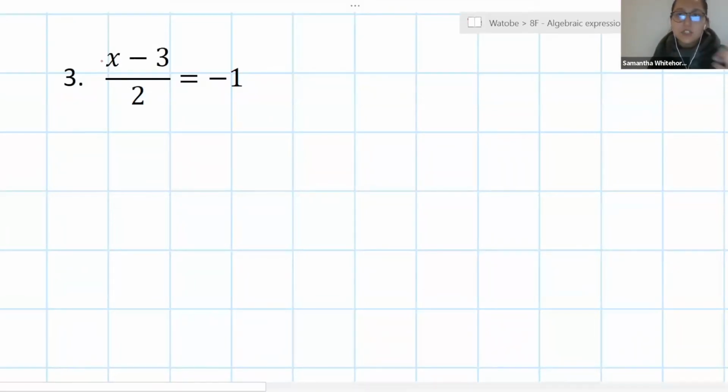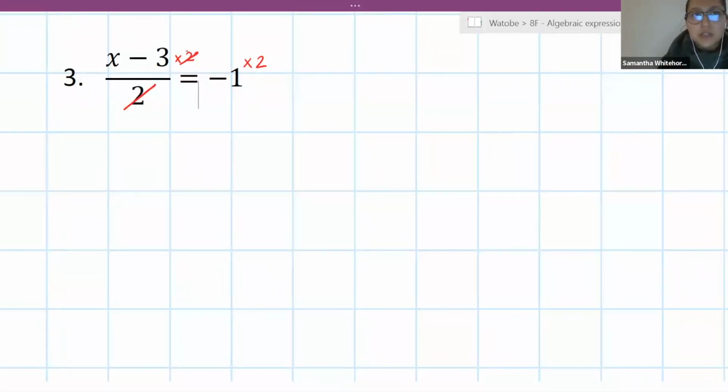For me to get rid of the fraction, I need to do the inverse. Fraction implies division, the opposite of that is multiplication. So I want to multiply both sides by whatever my denominator is, because that gets rid of the denominator for me. Remember, the inverse allows me to start getting rid of certain things in my equation.